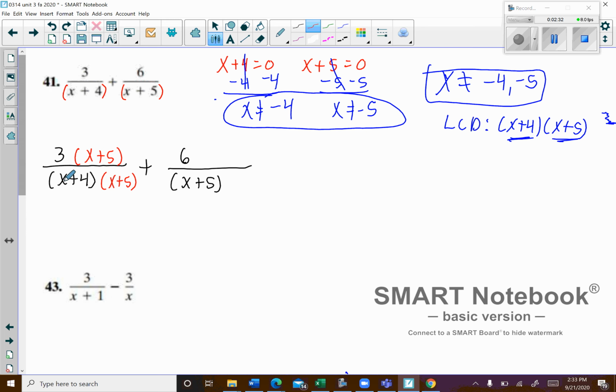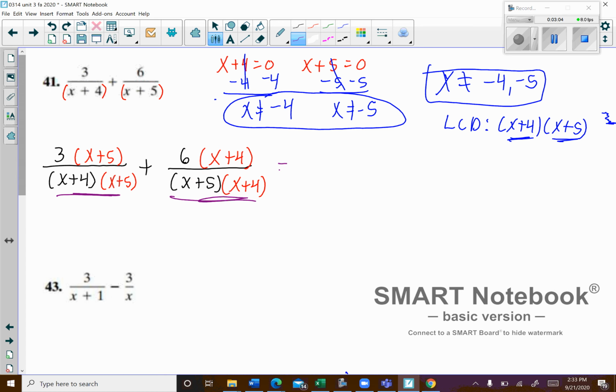And so now I have my denominators x plus 4, x plus 5. And then on the other one, I'm going to introduce an x plus 4 on top and bottom. I'm multiplying the top and bottom by x plus 4. And in doing so, now I have a common denominator between my two fractions. Now, they're in a different order, but that does not make a difference. X plus 4, x plus 5, or x plus 5, and then x plus 4. It makes no difference at all, whatever order you want to put them in.